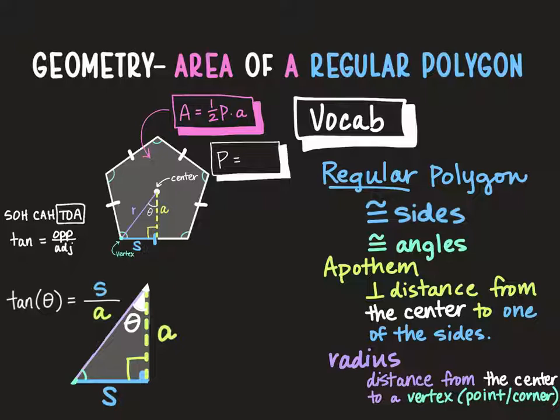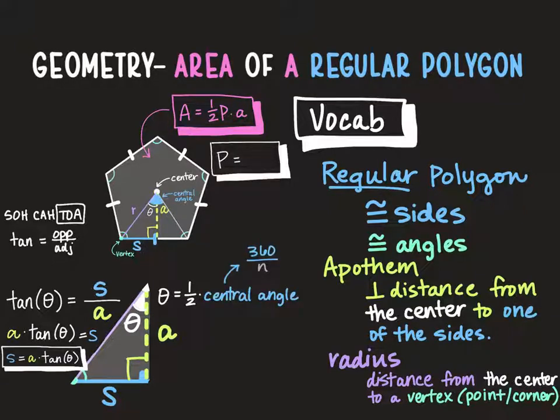Now I know that people don't like fractions, especially if there's a variable in the denominator, so we can rewrite this equation by multiplying both sides by A, which leaves us A times the tangent of theta equals S, or S equals A times the tangent of theta. Now this angle theta is going to be half of the measure of the central angle. So if we define n as the number of sides of the regular polygon, then the measure of this angle theta is 360 divided by 2n.